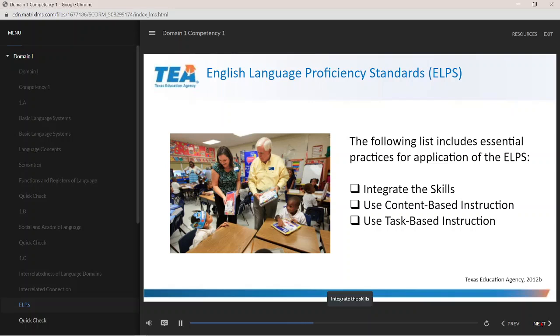Integrate the skills. Use content-based instruction. Use task-based instruction. Domain 2 provides more clarification specifically on the ELPS and their instructional application.